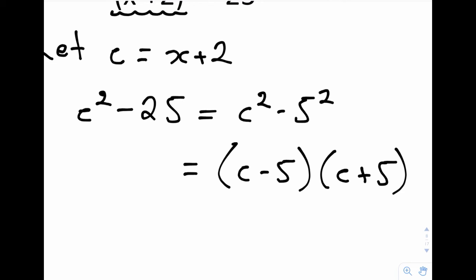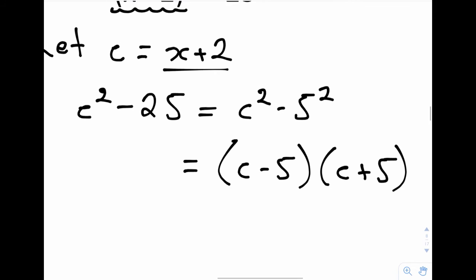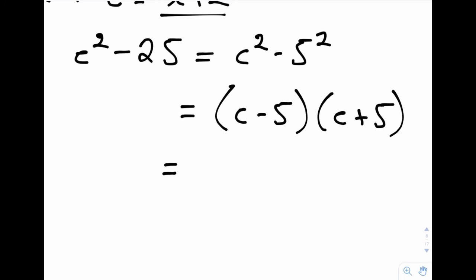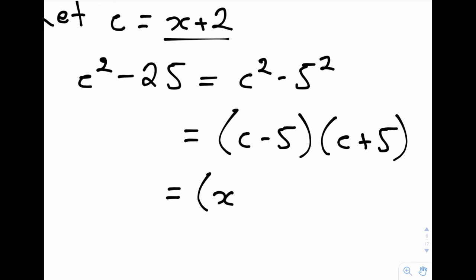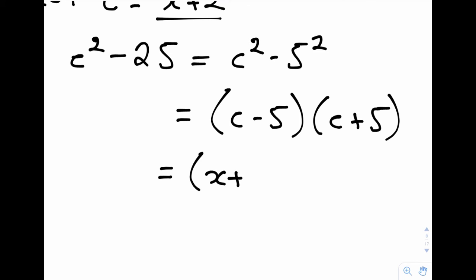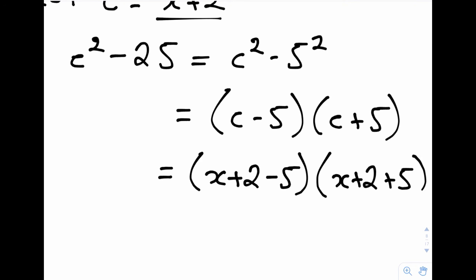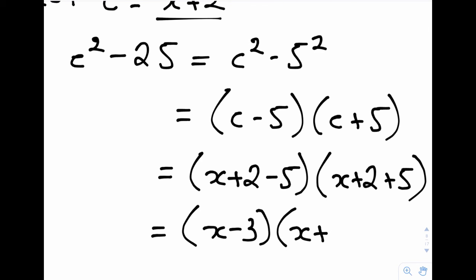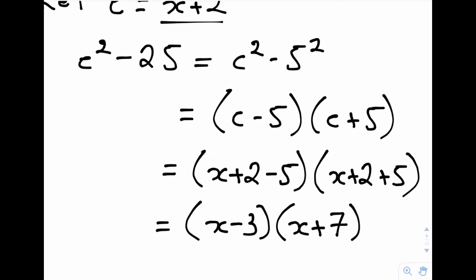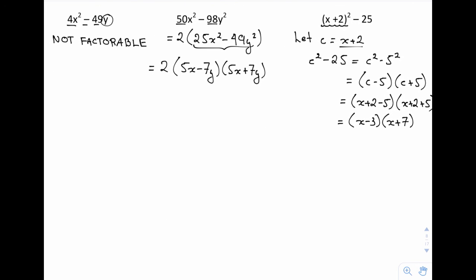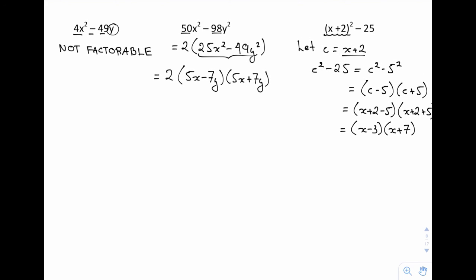But what did we say c was? c is x plus 2. So I can rewrite this expression as, not x minus, but x plus 2, x plus 2 minus 5 in the first set of brackets, and then x plus 2 plus 5 in the second set of brackets, and my final answer is x minus 3, close brackets, x plus 7. And there you have your factored forms for these three difference of squares, well, except for the first one.